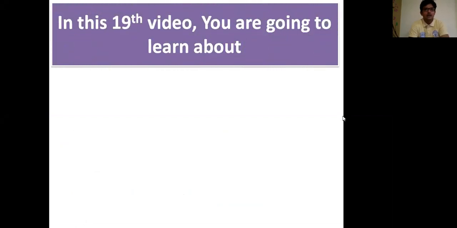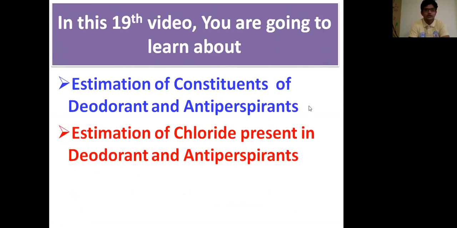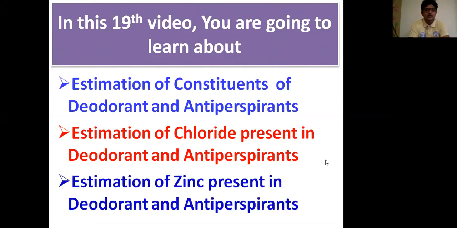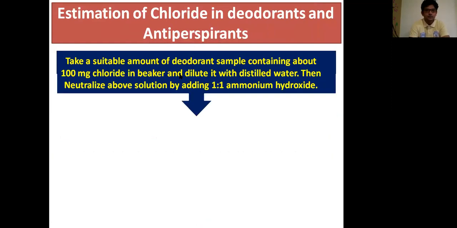So in this last 19th video of the video lecture series, you are going to learn about estimation of constituents of deodorant and antiperspirants, in which estimation of chloride present in deodorant and antiperspirants and estimation of zinc present in deodorant and antiperspirant. So here is the detailed procedure for estimation of chloride in deodorant and antiperspirant.